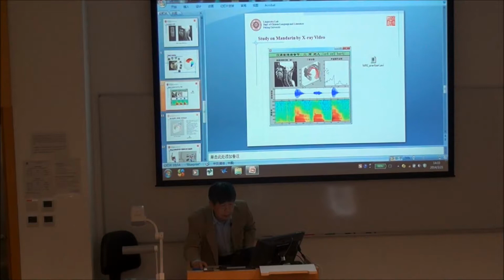Now, this is a platform we have set up for analyzing the MRI images. Here is the original image. These are the parameters we have got and shown by our model. This is the speech sound. Here is the spectrogram, and here is the area of the vocal tract. The different areas of the vocal tract are the parameters here. Now I will show you an example.